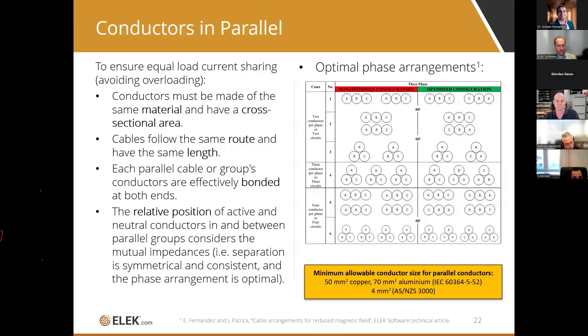Now, remember that the standards dictate the minimum size at which you can use conductors in parallel. They're actually very different. The IEC standard doesn't allow you to use parallel conductors per phase for cable sizes below 50 square millimeters or 70 square millimeters for copper and aluminium respectively. But the Australian standard allows from 4 square millimeters and up. So it's very different there.